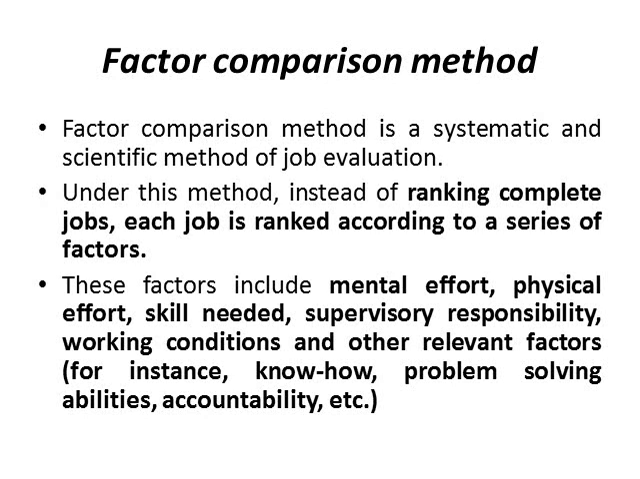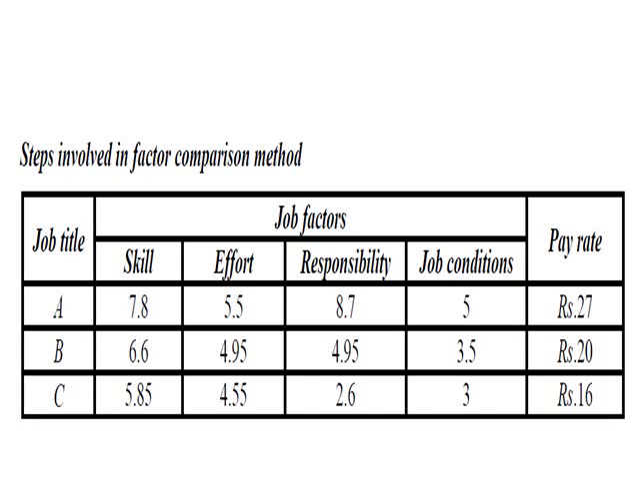A very simple example, as shown in the slide. Job titles are arbitrary; we can consider A, B, C. Consider A is a manager post, just for explanation only, job title A. For completing job A, the major factors considered are skill, effort, responsibility, and job condition. We found that for job title A, skill requires a factor of 7.8, so we need to pay a higher amount for skill for job A. Effort is 5.5, responsibility is 8.7, and job condition is 5. So the total amount we need to pay is 27.